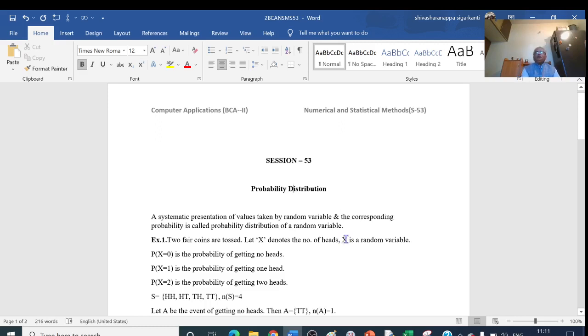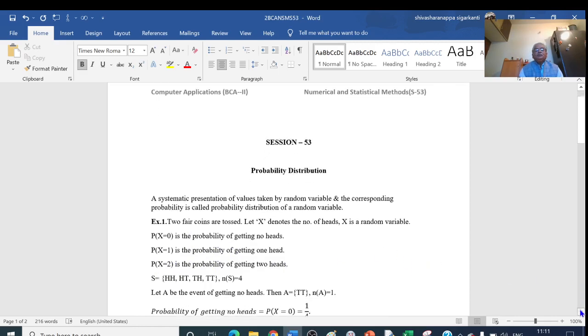Here x cannot be equal to 3 because we are only tossing two fair coins. The maximum possibility of getting heads is 2, and if we are not getting heads, then its value is 0. That is, x can take the values 0, 1, 2. We write: P of x equal to 0 is the probability of not getting heads. P of x equal to 1 is the probability of getting one head. P of x equal to 2 is the probability of getting two heads.